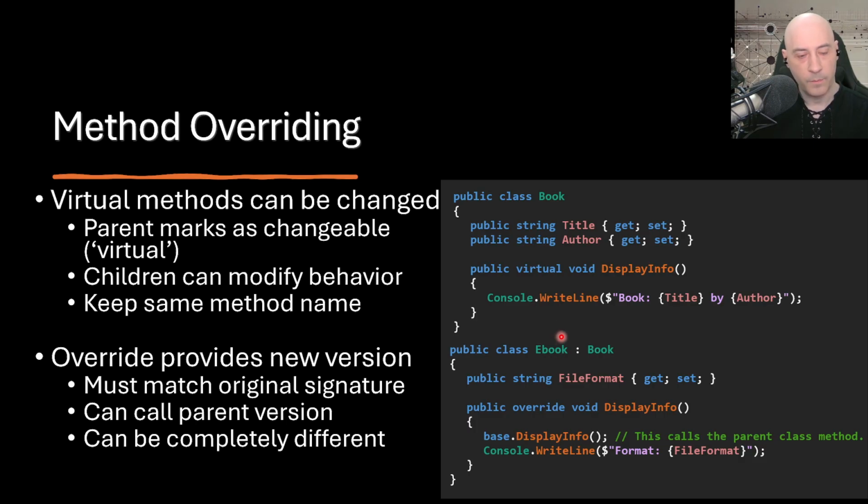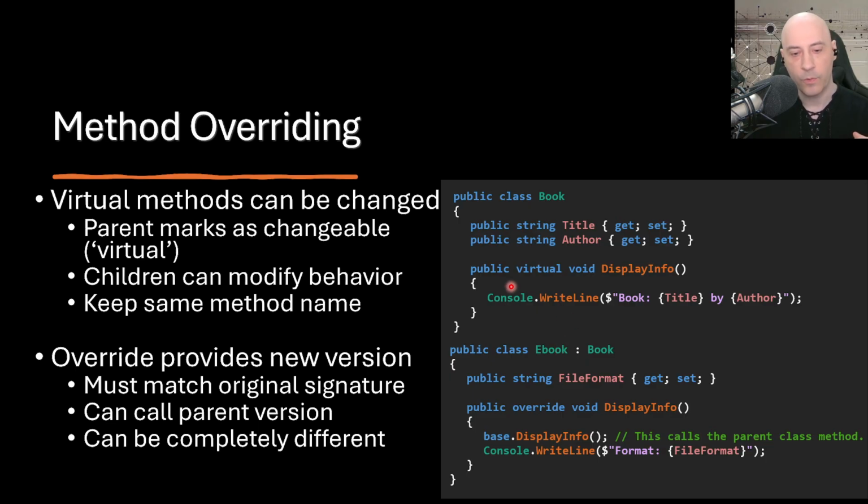Okay, so what if we want to actually have the ebook override a method from book? Well, if it wants to, say, display the info slightly differently than the book does, in that case, you might have a virtual method that gets overridden. If you mark a method as virtual, you're specifically telling a child class that it's possible to override this and put your own implementation into it. You don't have to, but you can. That's what virtual means. You don't have to, but you can change it into what you want.